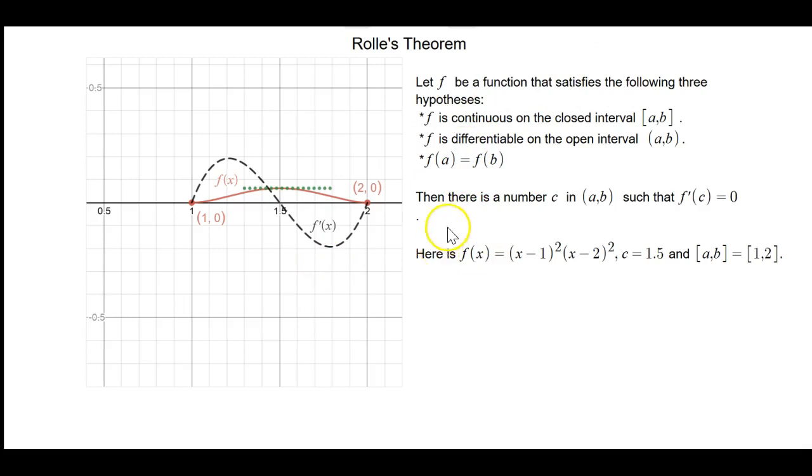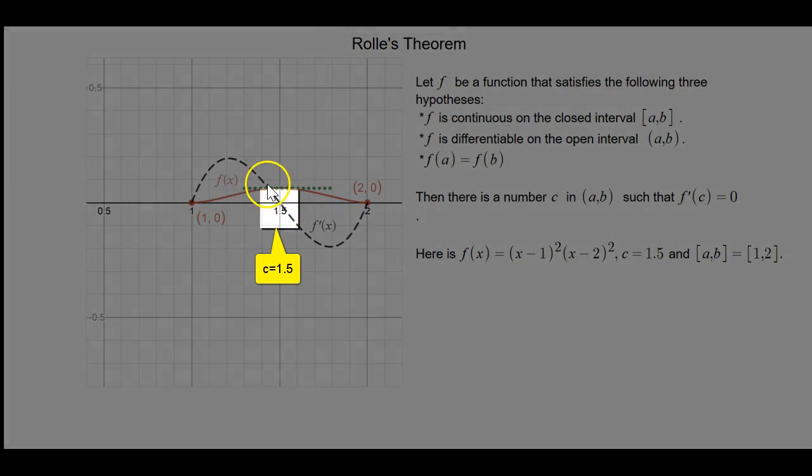So this tells me there's a number c in (a, b) at which the derivative is 0. And in this case, it's at 1.5. That's where the function has a local max. So if the function value was 0 and it's increasing, this is just telling me it's got to start decreasing somewhere to get back down to 0. And that value of c is where that happens.